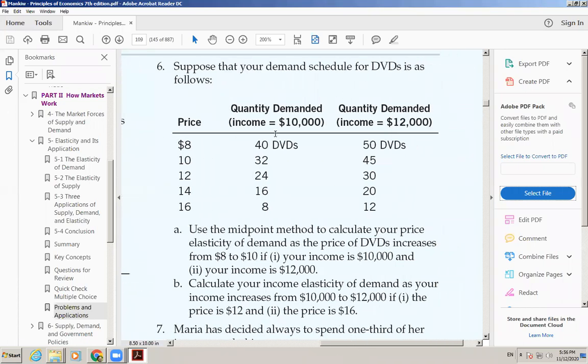Okay, we are given here quantity demanded at an income of 10,000 and an income of 12,000, and using the midpoint method, we are asked to calculate the price elasticity of demand as the price of DVDs increases from $8 to $10, when your income is $10,000 and when your income is $12,000. Then you should calculate income elasticity of demand as your income increases from 10,000 to 12,000, and so on.